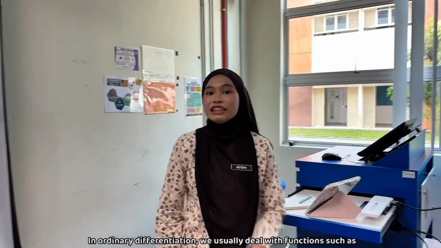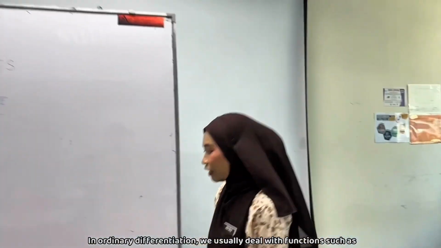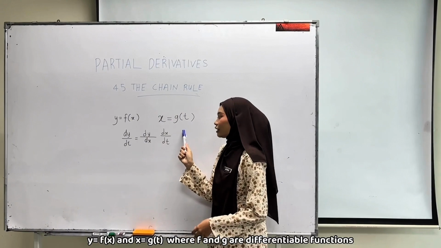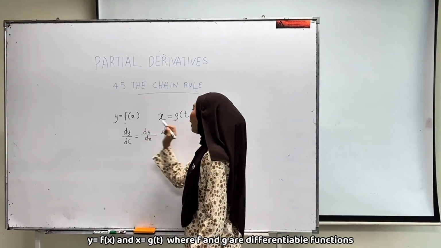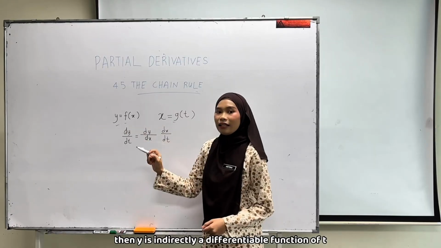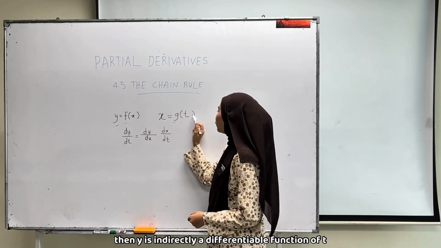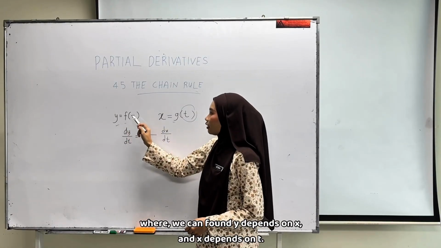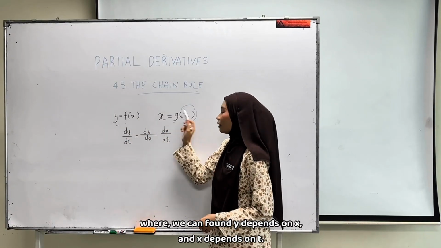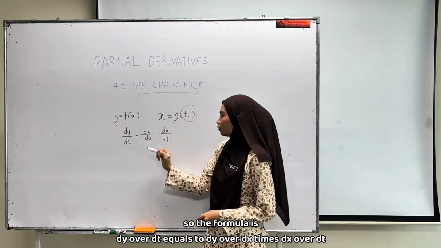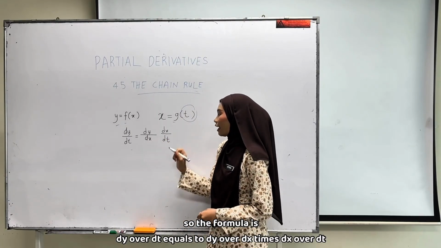In ordinary differentiation, we usually deal with a function such as y equals f of x and x equals g of t, where f and g are differentiable functions and y is an indirectly differentiable function of t, where we can see y depends on x and x depends on t. So the formula is dy over dt equals dy over dx times dx over dt.